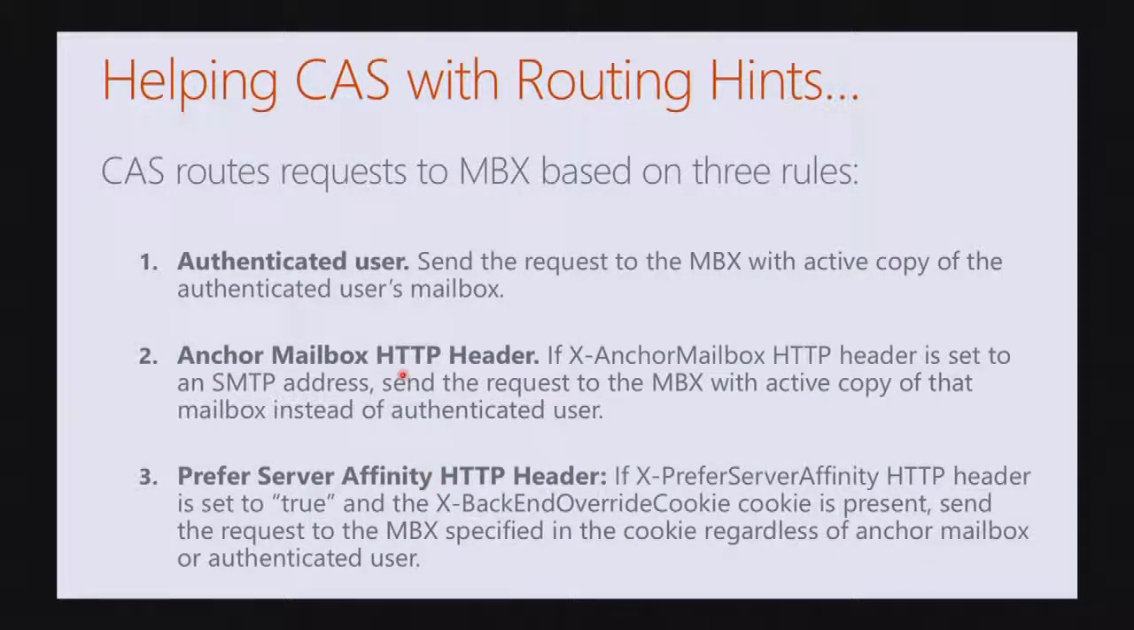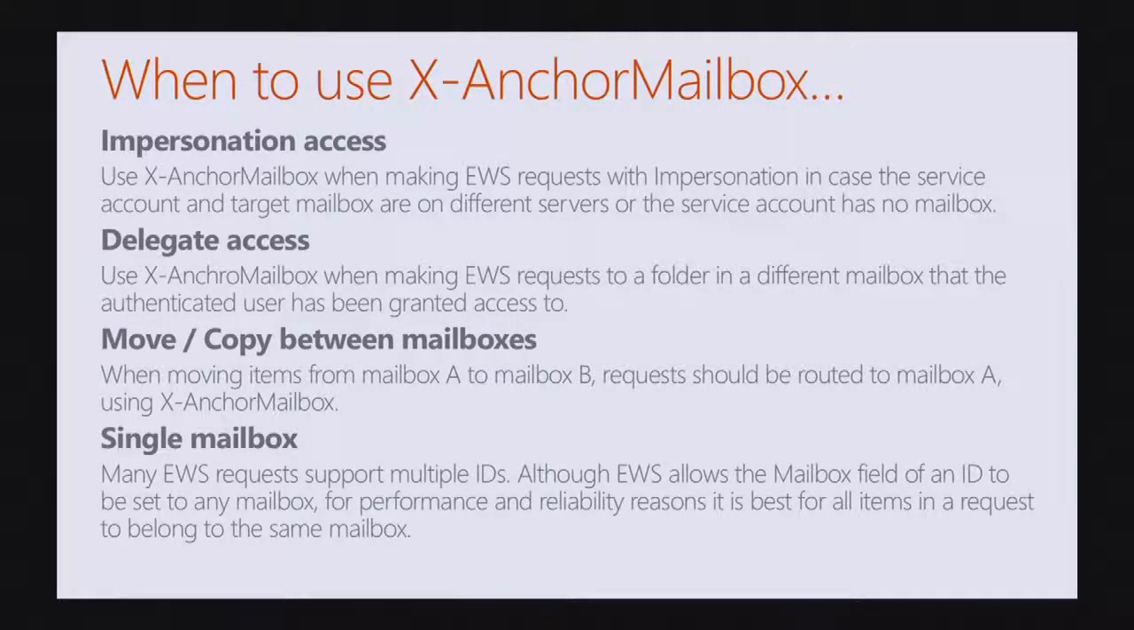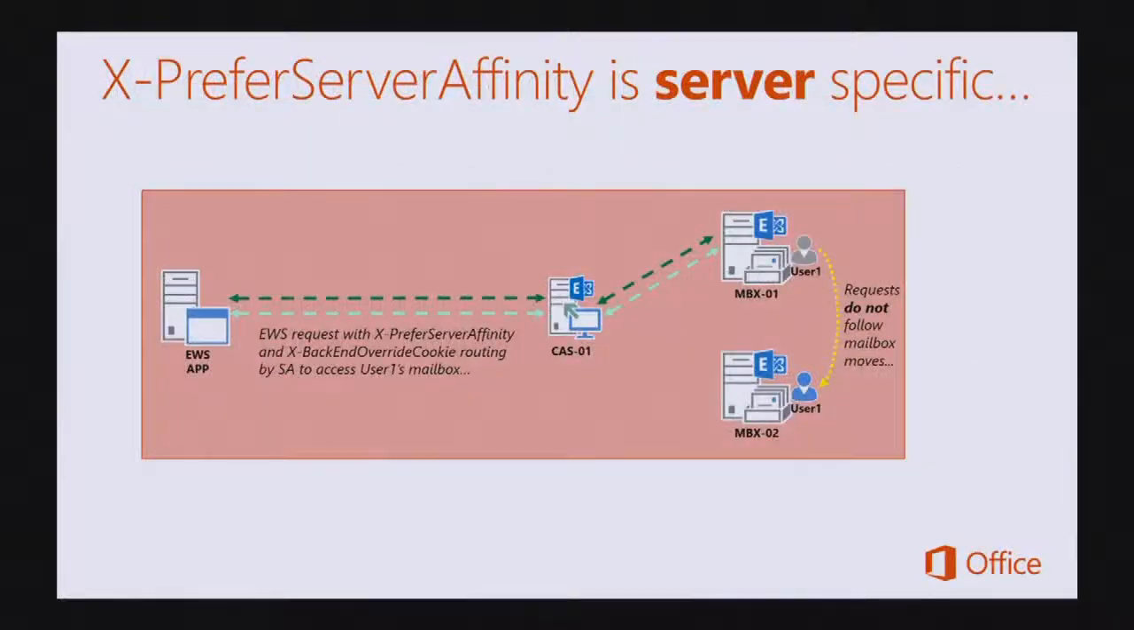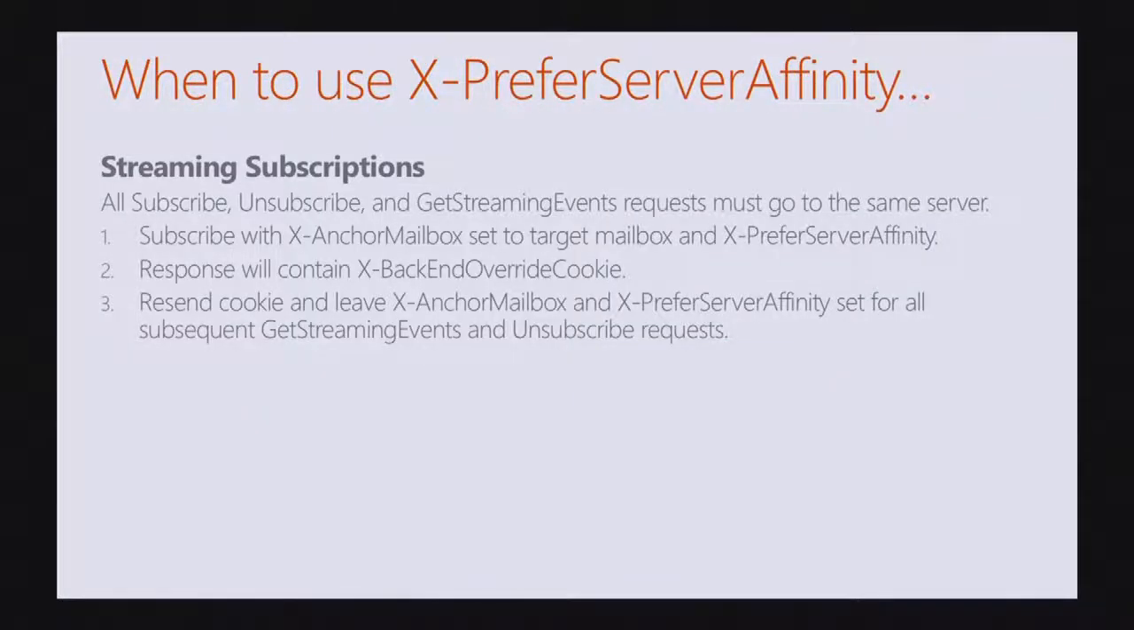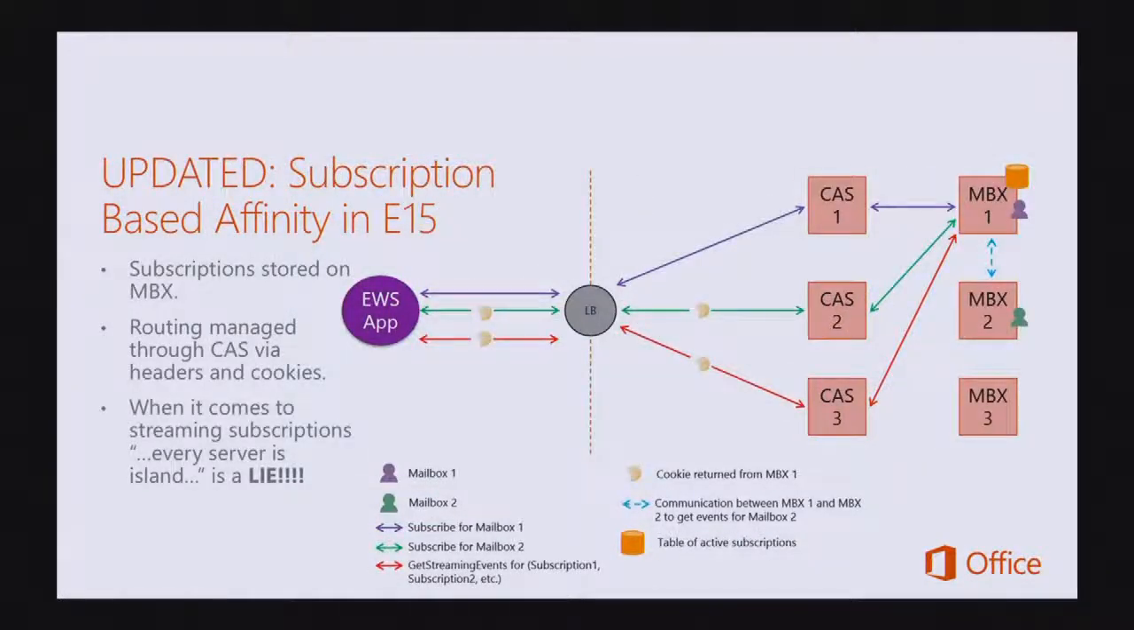According to our rules here, it works down and it sees, okay, I've got the prefer server affinity header. I've got a backend override cookie. I'm going to basically shortcut this and send it to mailbox server 1. CAS will say that, right? The CAS will say that because it's all HTTP header and cookie based at this point. There's nothing protocol specific here.